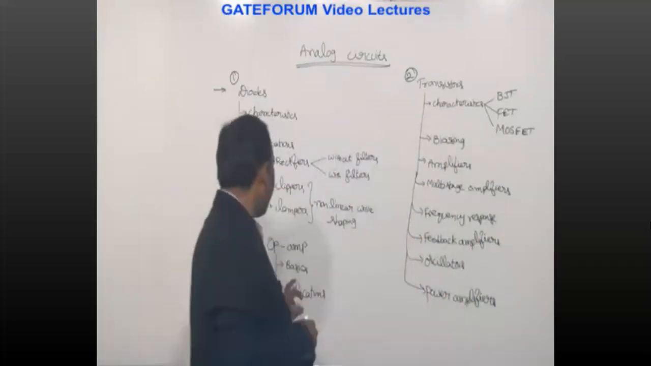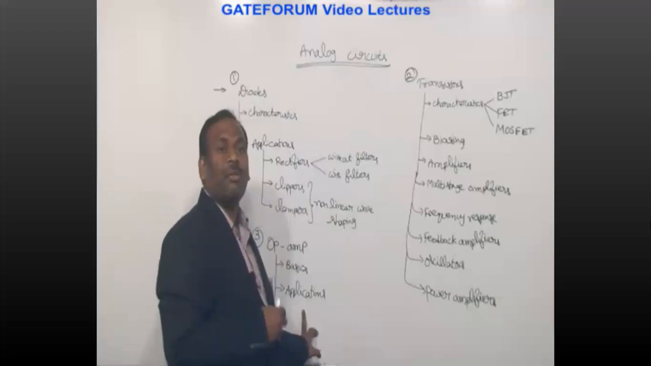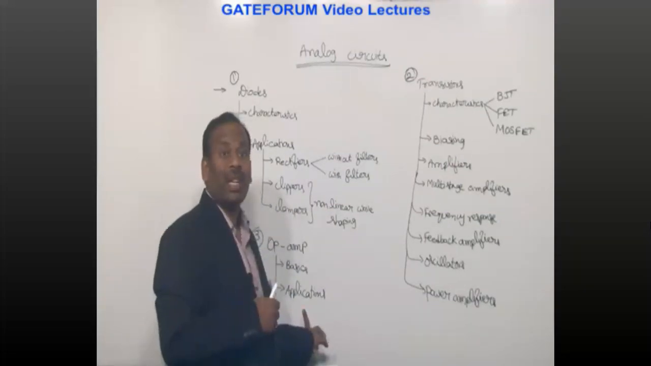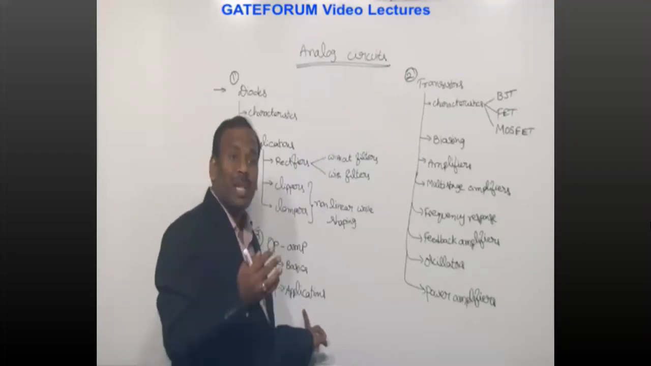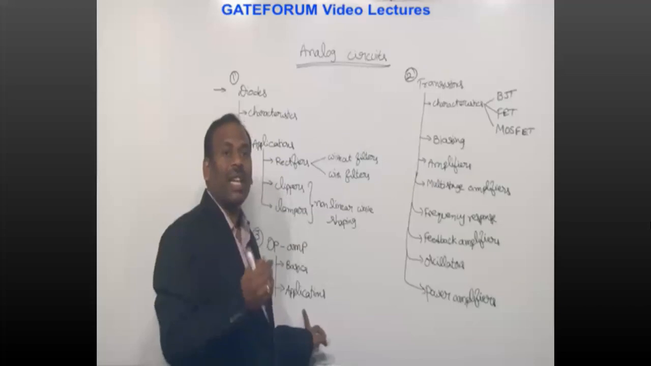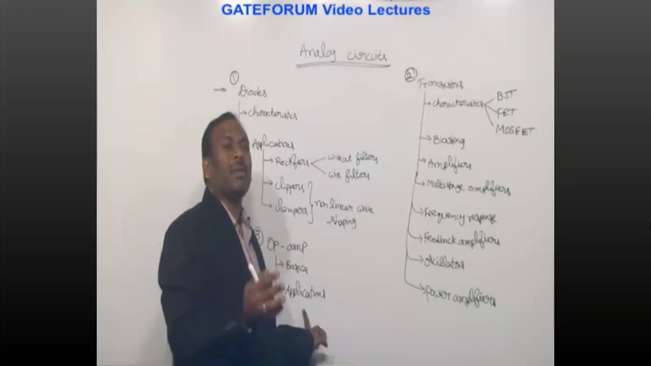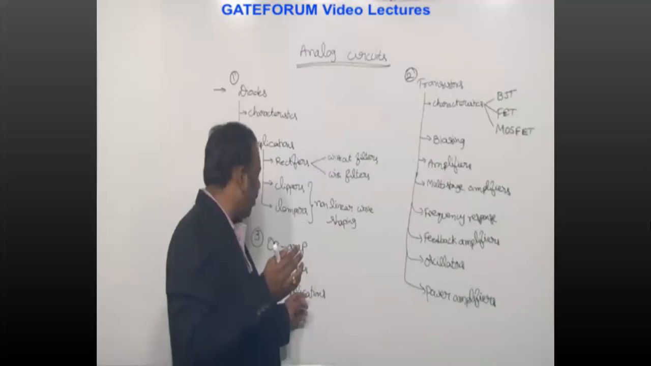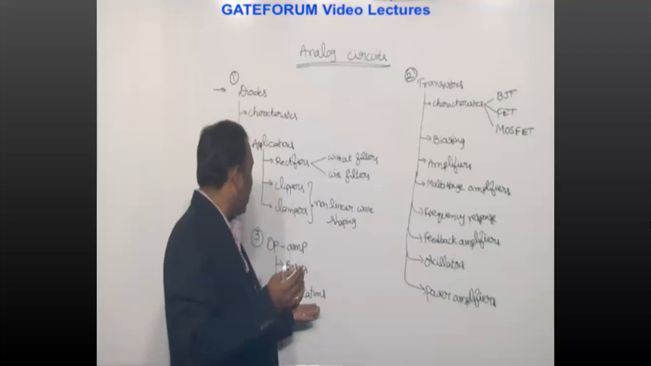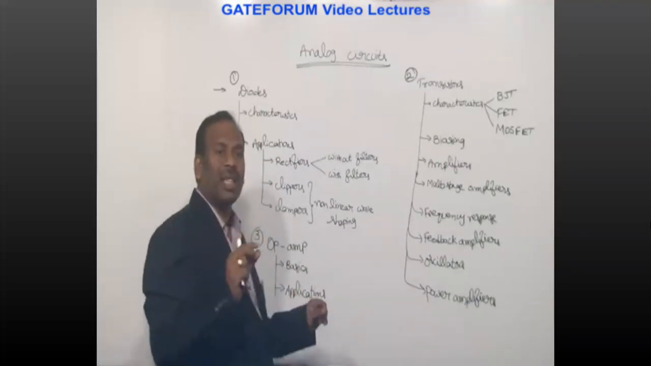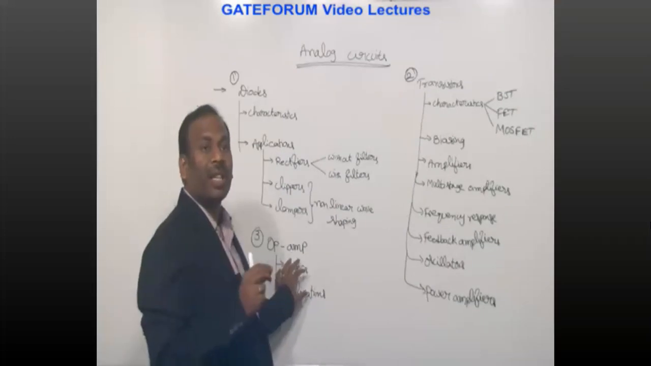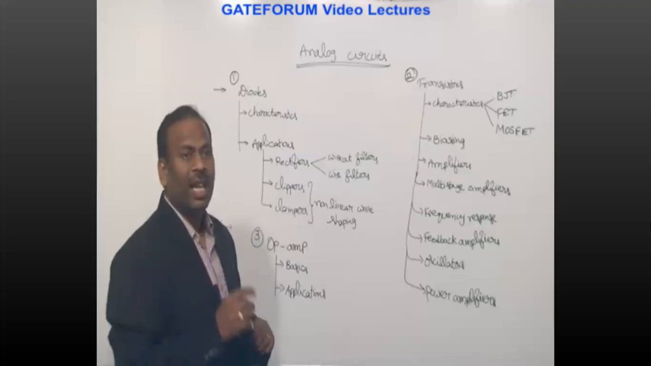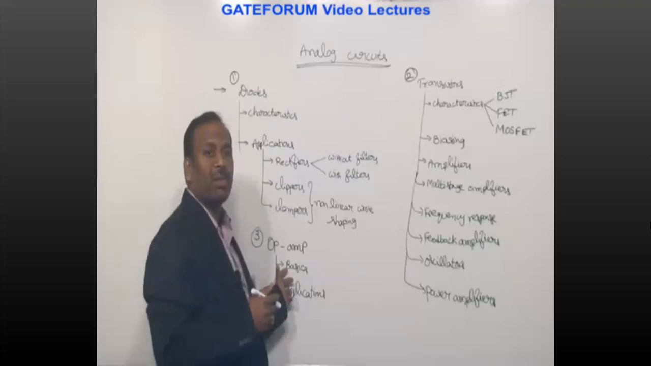Rectifiers using operational amplifier, filters using operational amplifier, multivibrators using operational amplifier, integrator, differentiator, adder, subtractor, instrumentation amplifier, non-inverting amplifier, inverting amplifier, zero crossing detector. The number of applications is so many. So this is a very large topic. Don't consider it a small one. It requires a large number of classes, and it is very important from the GATE point of view. For the GATE examination, this carries very good marks.